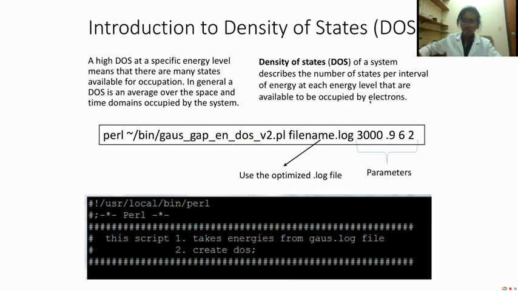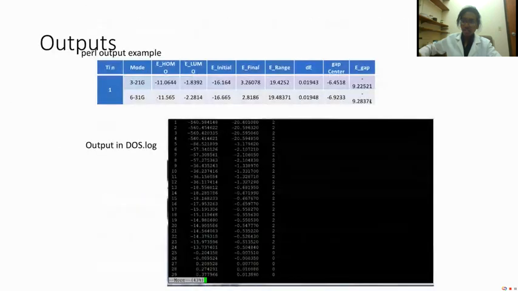And next slide. In the next slides you will see the outputs. When we are done with the job, you will get this output. This is an example. You will see the HOMO-LUMO energies and the energy gap. You can see it from here.